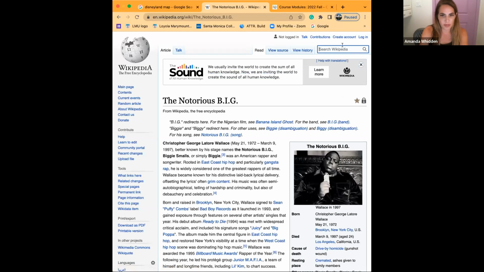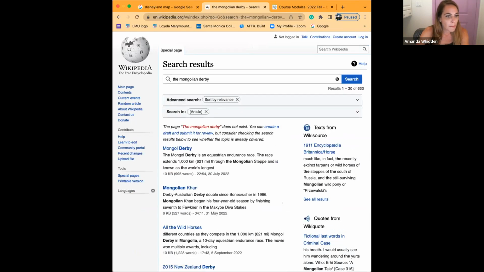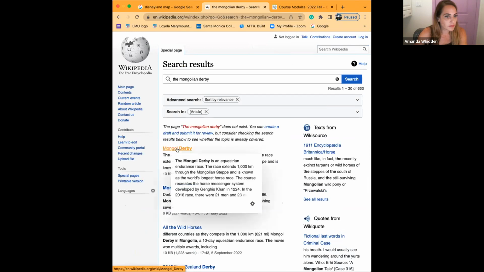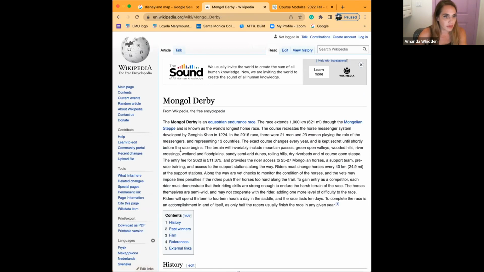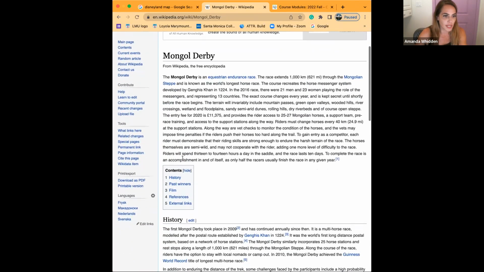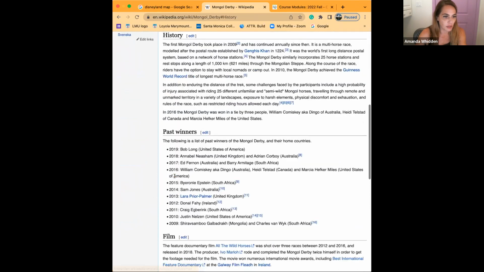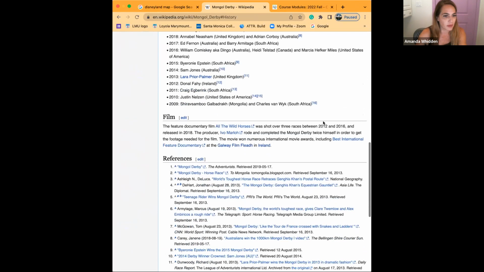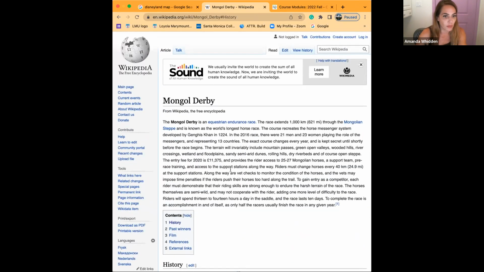So if I put something in here like the Mongolian Derby, right? Here, we are looking at the Mongol Derby, an equestrian endurance race. So history here, and how it went, past winners. Oh, there's a film. All right, this may not have the best one, but it clearly shows this historical way, what happens during the race.